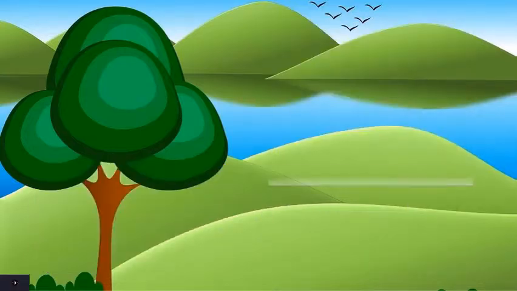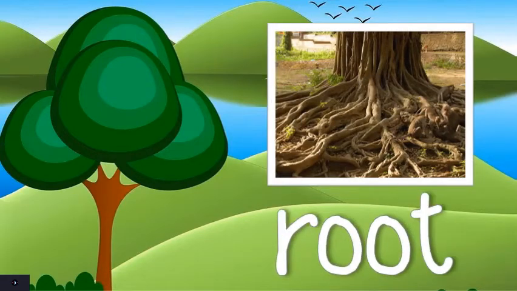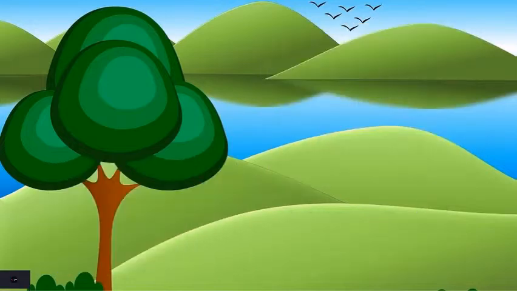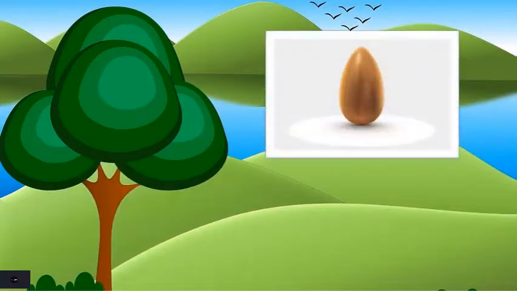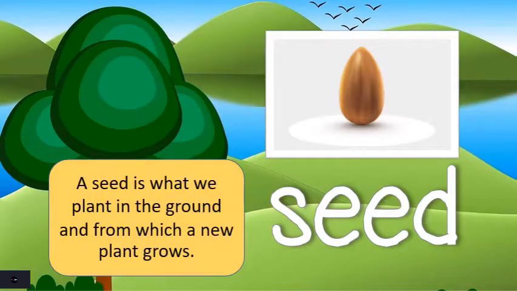Number 5. Root. The root is located below the ground. It holds the plant to the ground so it does not fall over. Say the word root. Root. Number 6. Seed. A seed is what we plant in the ground and from which a new plant grows.